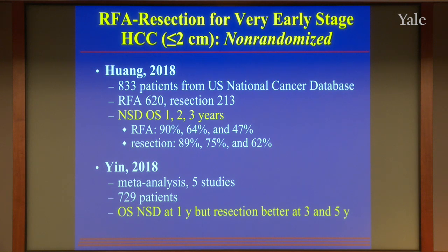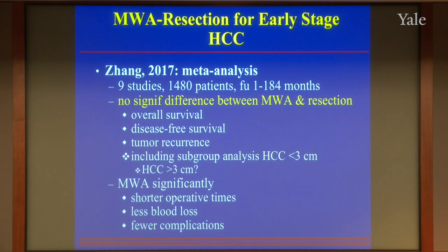Then RFA or resection for very early stage, again, that tumor is less than or equal to 2 centimeters. These two studies showed no significant difference in overall survival at 1, 2, and 3 years. And in another, no significant difference at 1 year, but resection better at slightly later years. So we're seeing somewhat inconsistent results when you look at different studies on this.